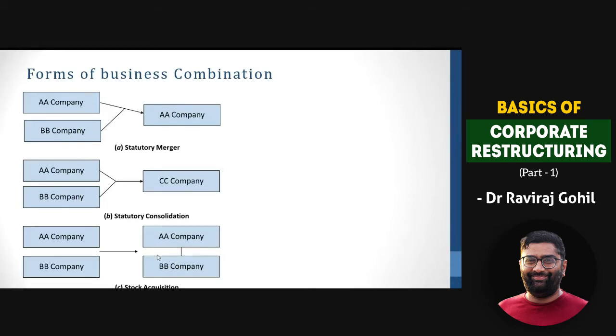However, the change of control will be there. So AA may have a controlling stake in BB, so they will be able to influence the decision making. So either you lose your entity, or both of them lose the entity, or both of them retain the entity, but the control or the ownership changes. So these are the three possibilities in case of combinations.